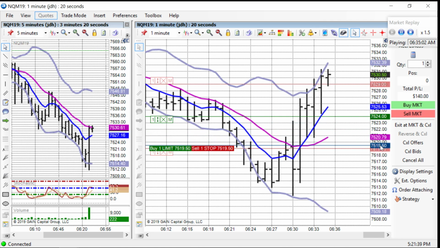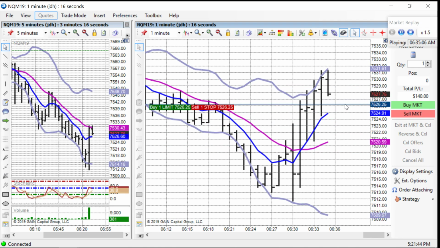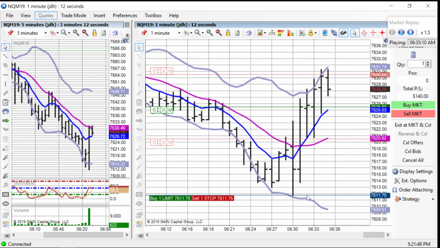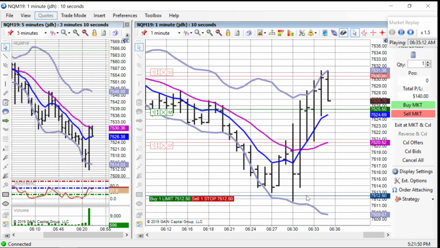So let's cancel out of that one and try to enter the 8 EMA line a little bit higher up.